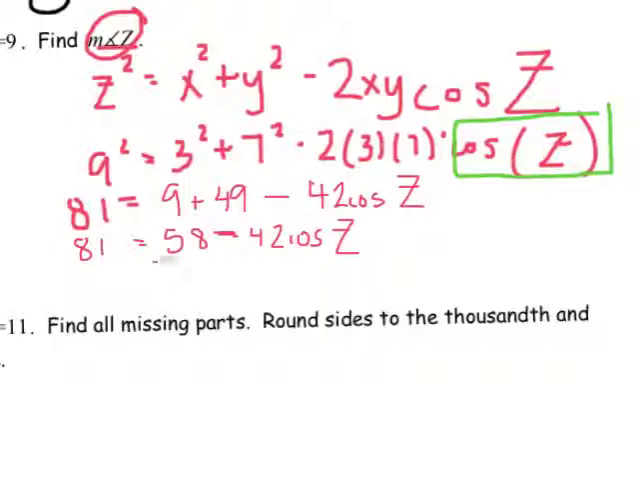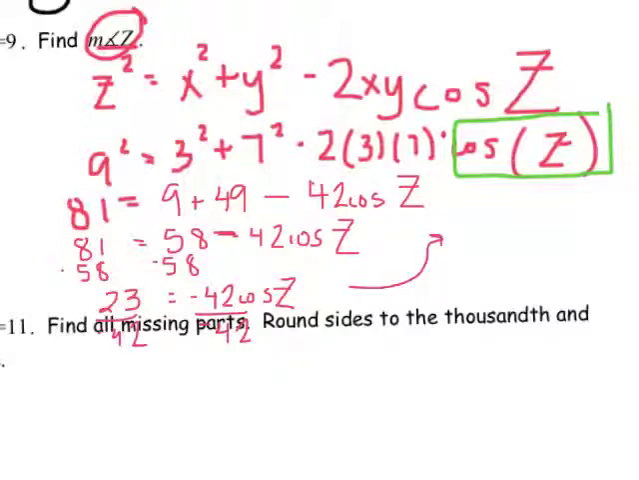I can, however, subtract 58. So 81 from 58 is 23. So I get 23 equals negative 42 cosine z. Don't drop that negative sign. That's a common mistake right there. And then divide by negative 42. So we're almost done. So I get 23 over negative 42 equals cosine z.